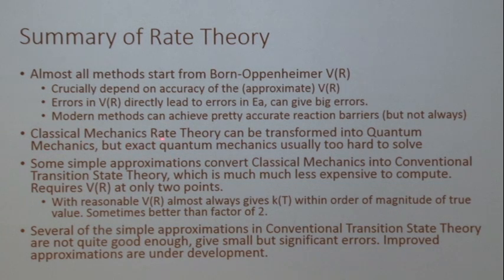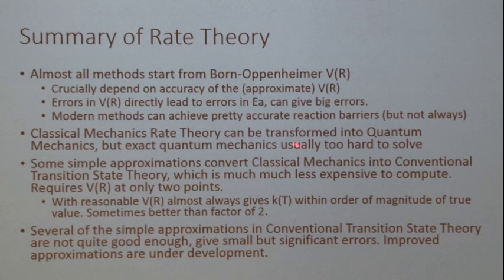The classical mechanics can be transformed into the quantum mechanics, and there's proofs that it's true, but usually the exact quantum mechanics equations are too hard to solve. But there's some nice simple approximations to convert classical mechanics into the conventional transition state theory with sort of semi-classical corrections. This turns out to be much, much less expensive to compute and still be pretty accurate, sometimes better than a factor of 2, almost always within an order of magnitude of the true rate coefficient. And so this is by far the most popular thing to do.